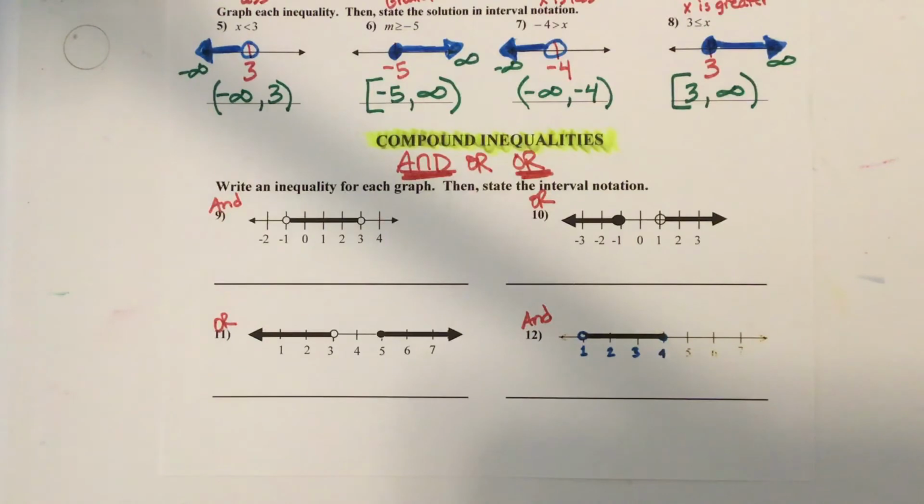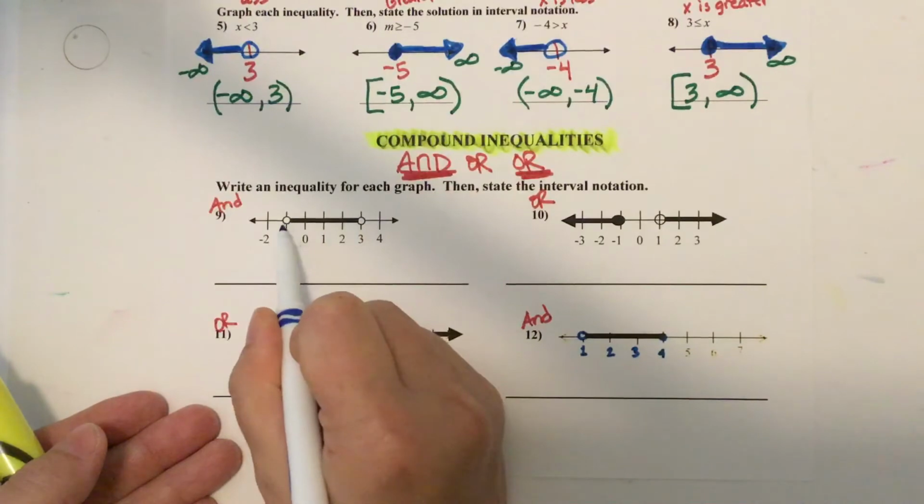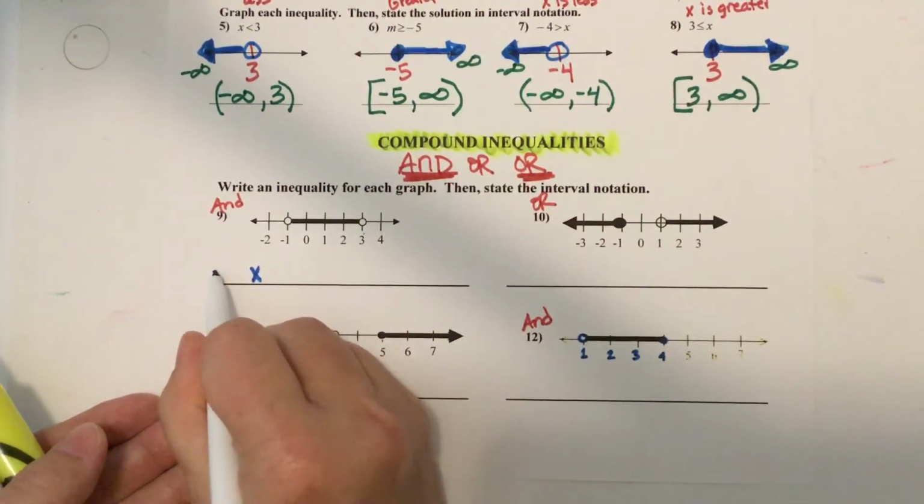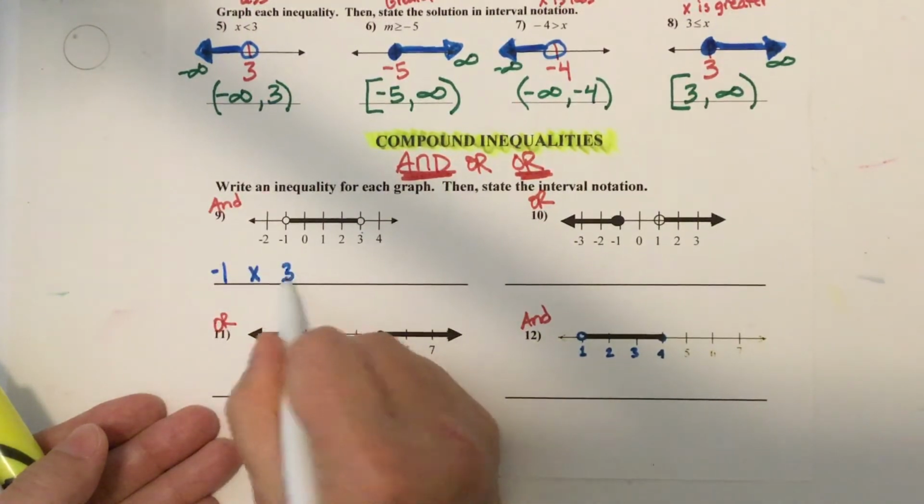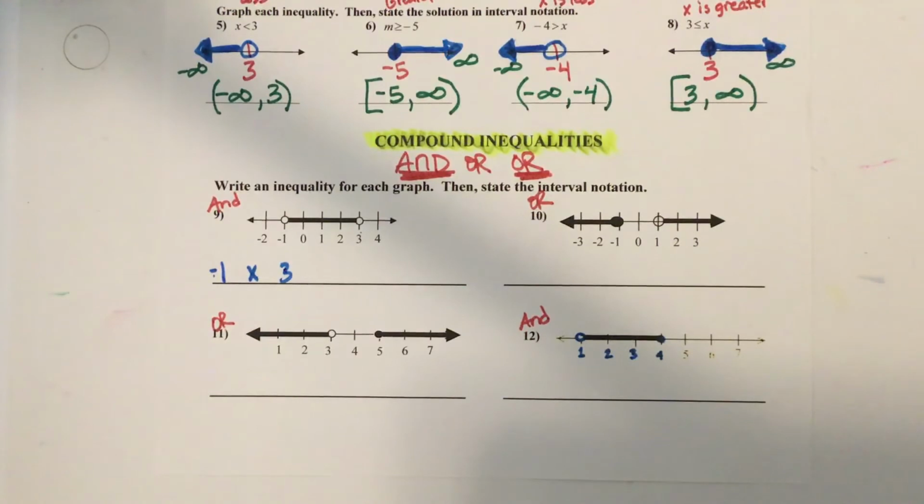Okay, so the first one, the inequality notation. Now this might be a little confusing to you, and that's just because some people really struggle with the signs. So the numbers that are shaded are between -1 and 3. So I'm going to put x between -1 and 3, just like the shading is in between -1 and 3. Okay, now the symbols, this is where people get confused.